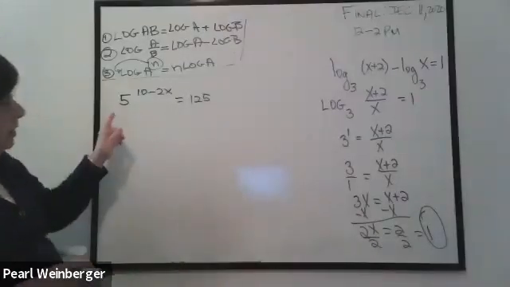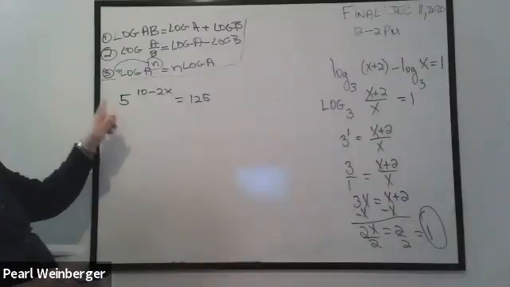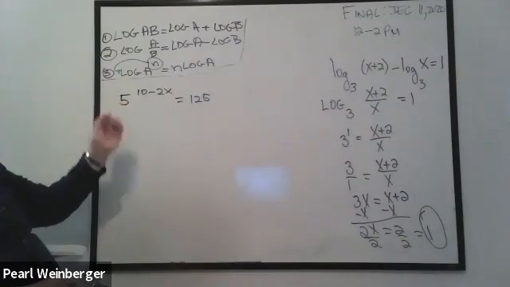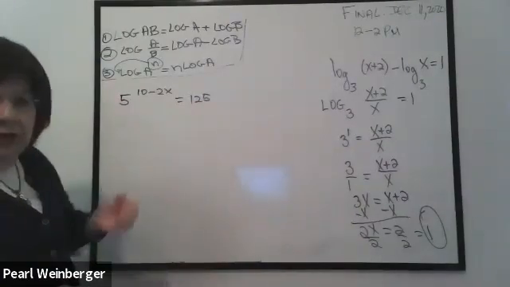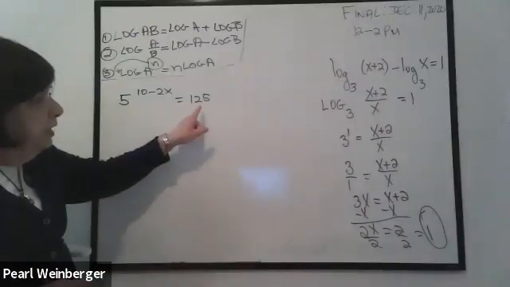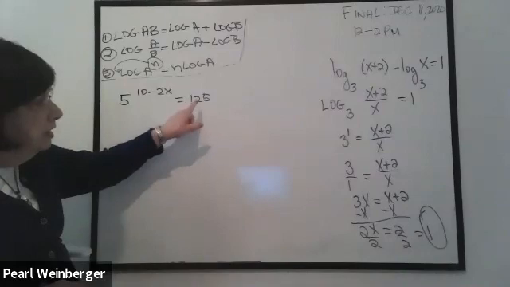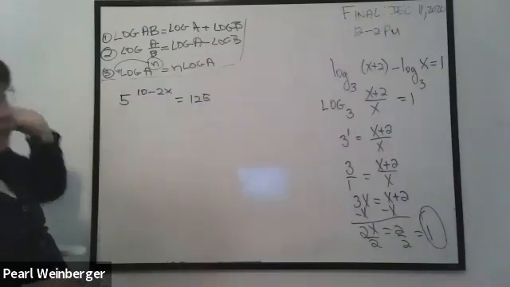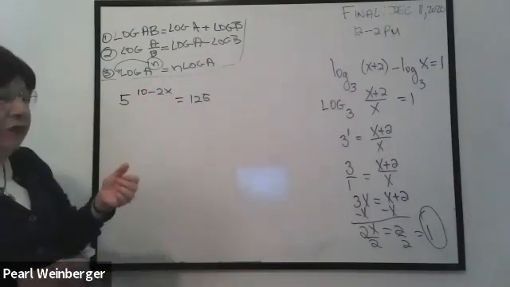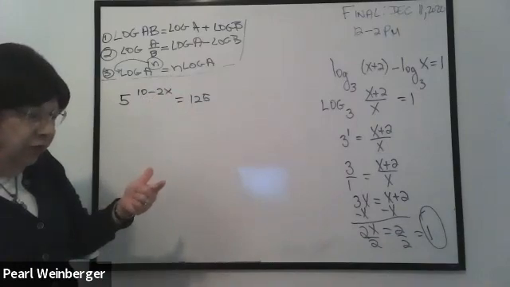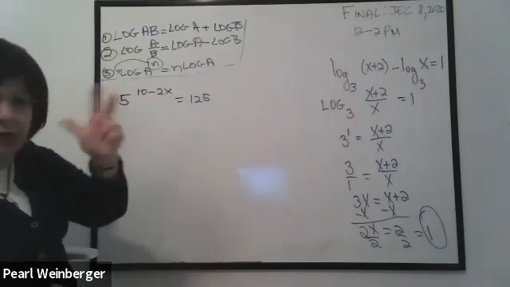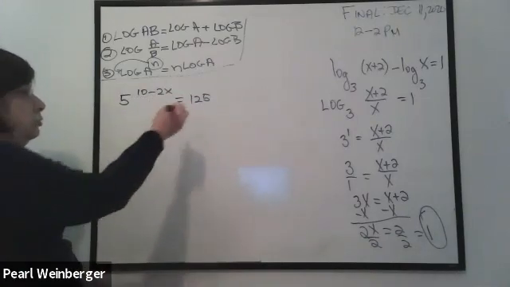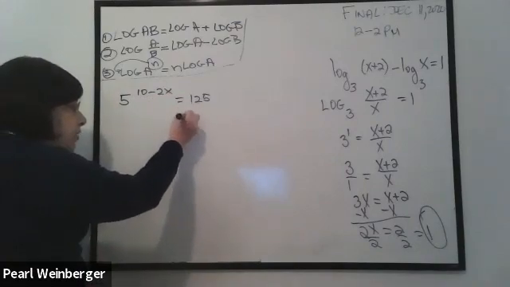What do I mean by that? I'm writing this side. This says base 5 with exponent 10 minus 2x. My base is 5. This side is not written in exponential form. Can we get this into the same base? Can I write this as base 5 as well? I know I want to use base 5 because this side is base 5. Well, let's think. 5 times 5 is 25. 25 times 5 is 125. If I multiply 5 3 times, I'll get to the 125. So I can rewrite this as 5 to the third.